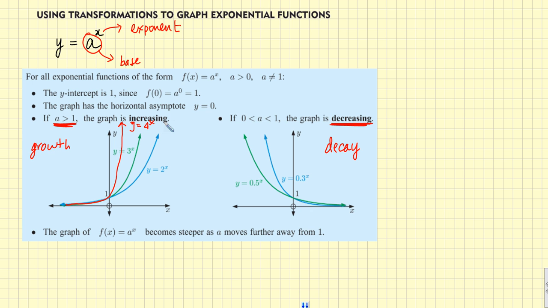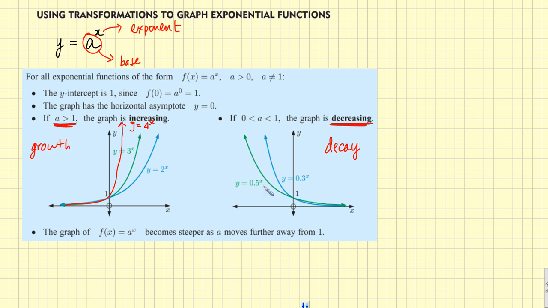So what does that basically tell us? It tells us that as the value of a gets larger, or moves away from 1, the graph is becoming steeper. Now, if our base is between 0 and 1, look at the green graph again. We have 0.5, which is 1/2, and then we have 0.3, which is 3 over 10.